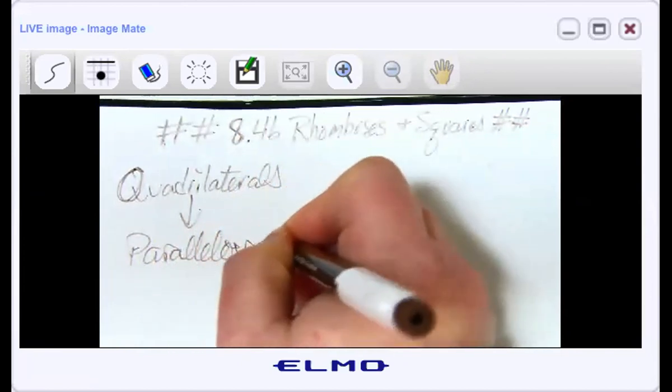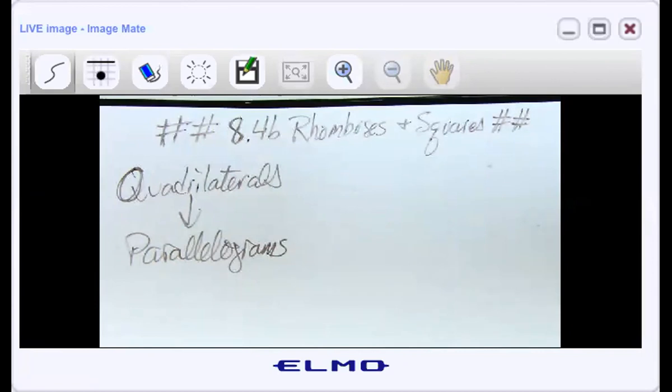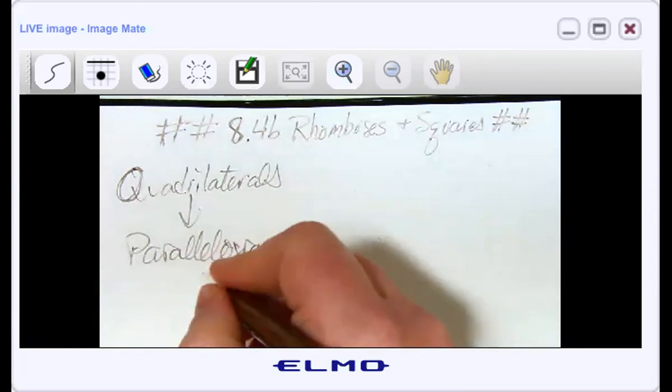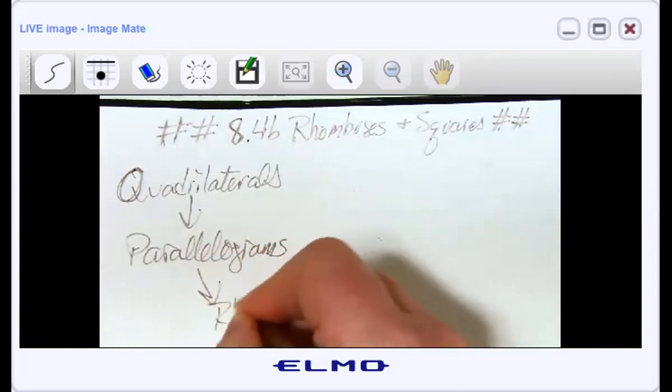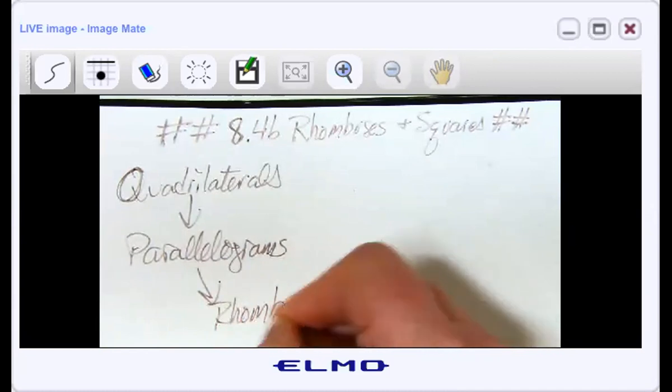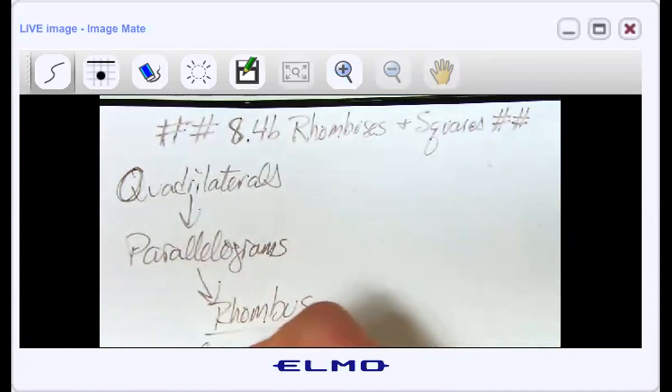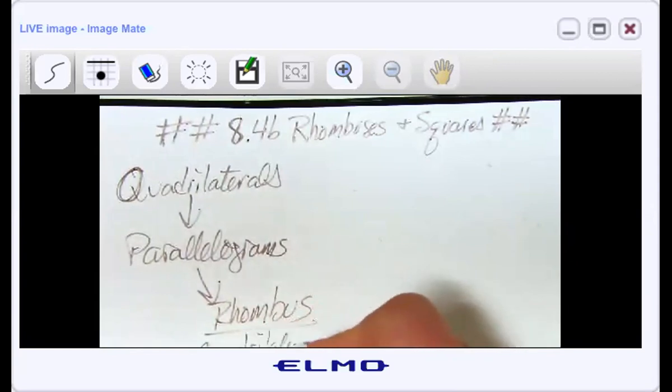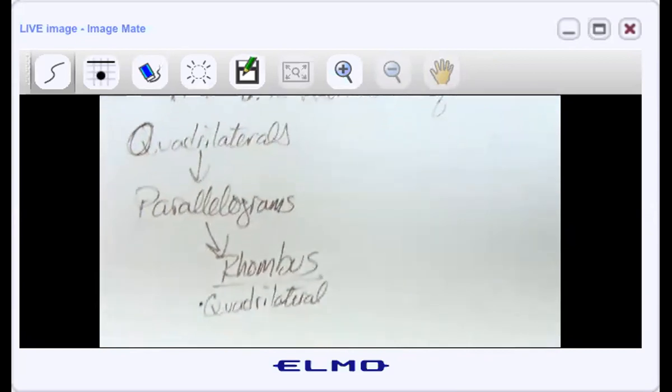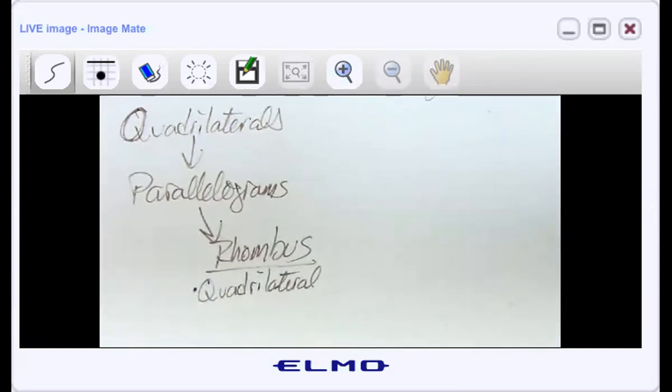And of course, in order to be a parallelogram, you have to have two pairs of parallel sides, but there are a lot of shapes that do that. So if you have a shape with four sides and two pairs of opposite sides that are parallel, and all four sides happen to be congruent, that's how we land on the rhombus. Okay, so a rhombus is a quadrilateral. So everything that came with quadrilaterals belongs to a rhombus as well.